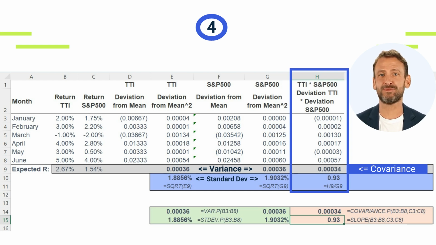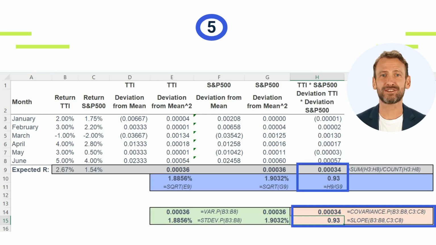The covariance we obtain is a positive value of 0.00034. This tells us that, on average, TTI and SP 500 move in the same direction. Finally, we divide the covariance between TTI and SP 500 by the variance of SP 500, which gives us the market beta.